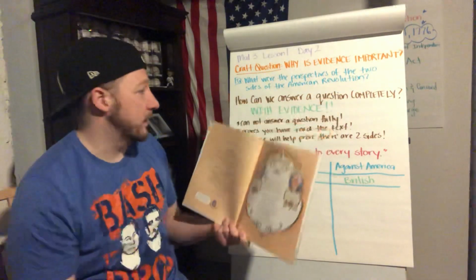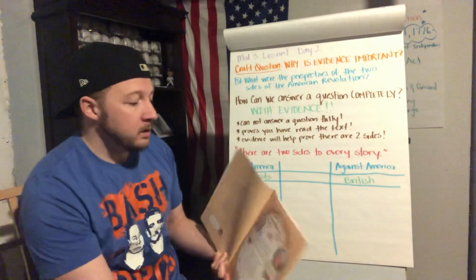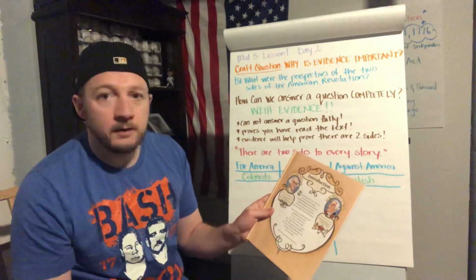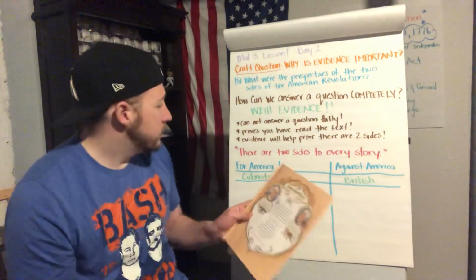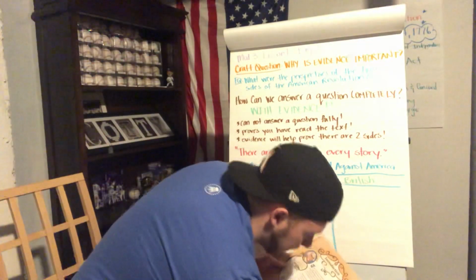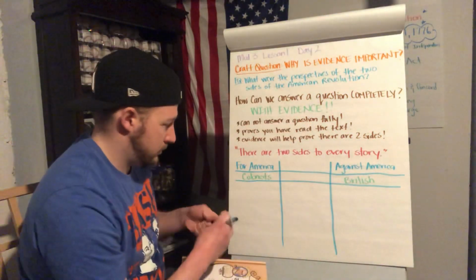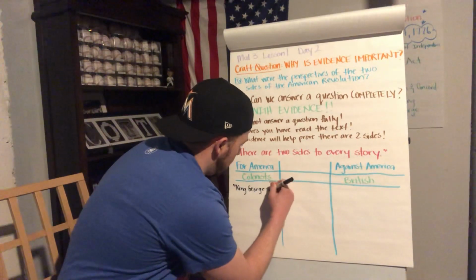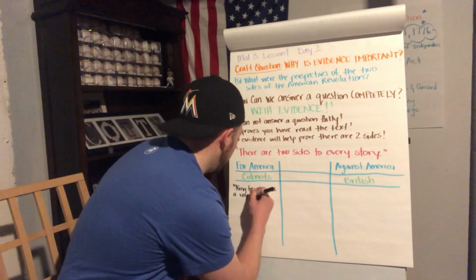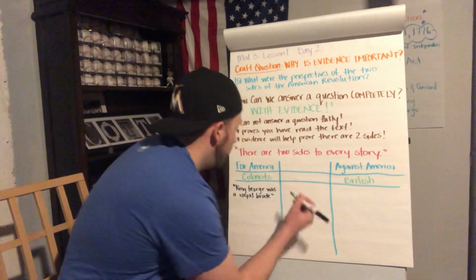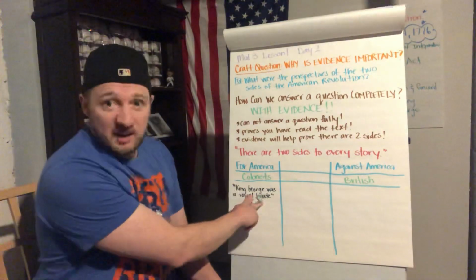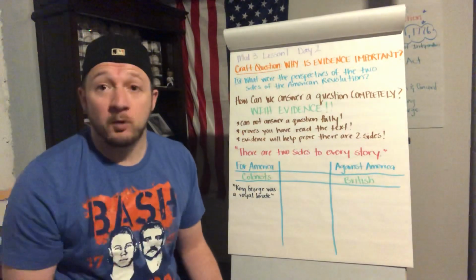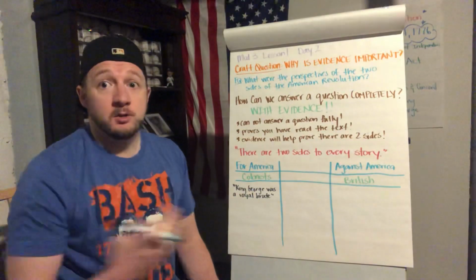There's that big important line again. There are two sides to every story. So the one piece of evidence I picked up was when they refer to King George as a royal brute, okay? So for me, I'm going to put that on the colonist side, and I'm going to say that King George was a royal brute. Now I'm putting that on the colonist side because a brute is kind of like a bully, okay? It's someone who kind of pushes people around and makes them do stuff they don't want to do, and it's just kind of mean to them. So that's how the colonists saw King George.